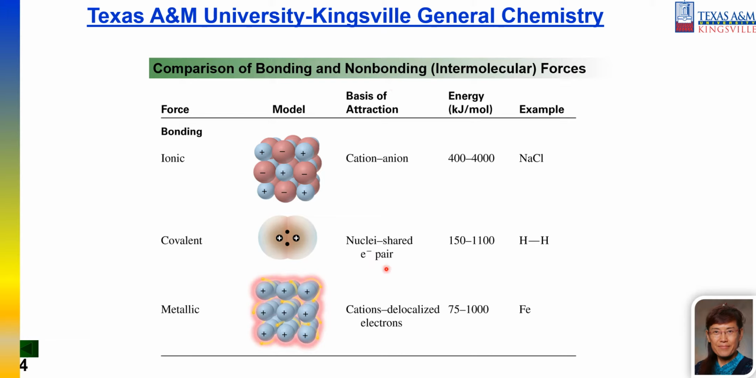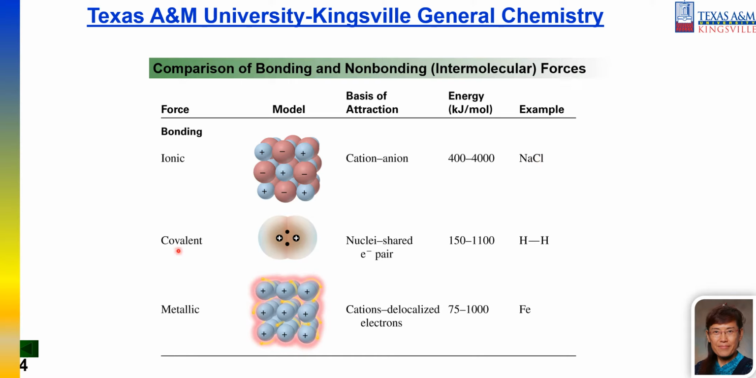The table lists the comparison of bonding and non-bonding forces. The first part shows three bonding forces: ionic, covalent, and metallic bonding. I also showed the models. You have positive and negative ions interacting. The basis for ionic bonding is the attraction between cation and anion. This energy is usually high, 400 to 4,000 kilojoules per mole, for example sodium chloride and other ionic compounds.